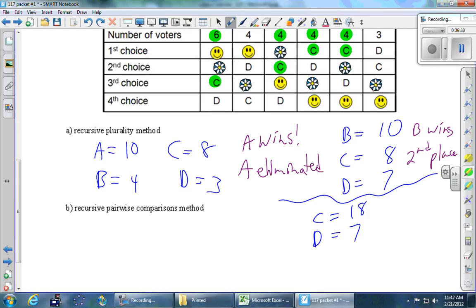Who just won the election? C just won the election. And by winning, what did they really win? They just won 3rd place.